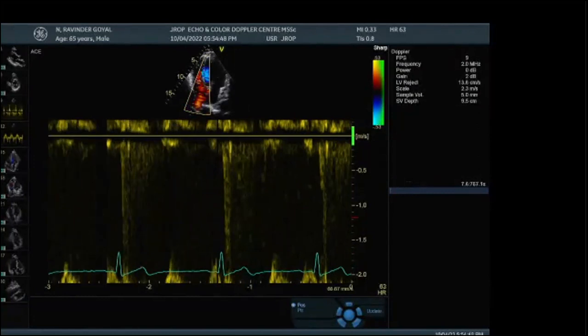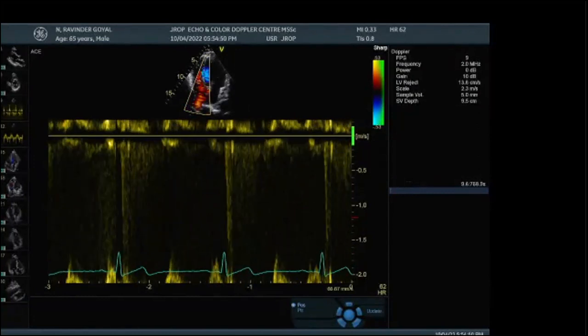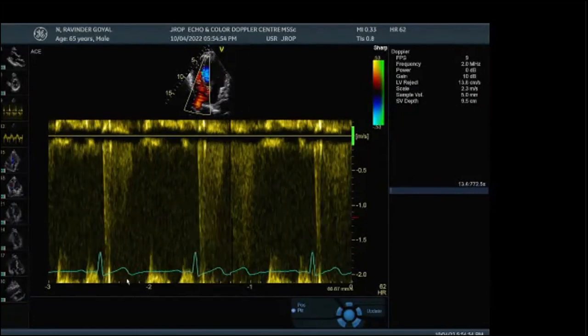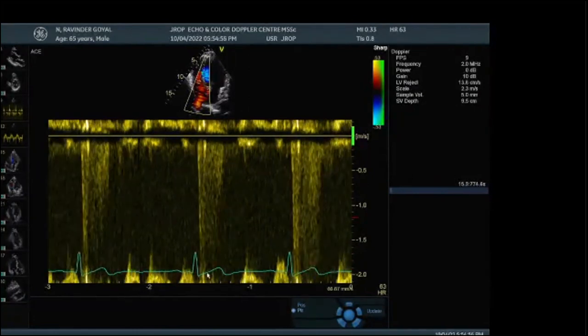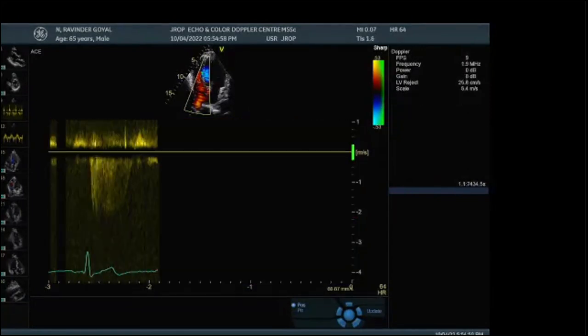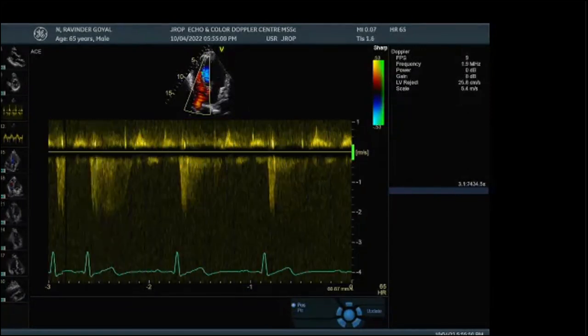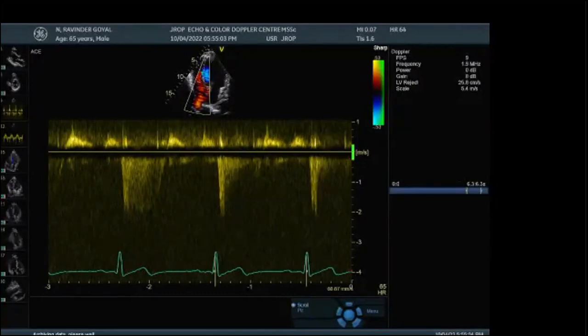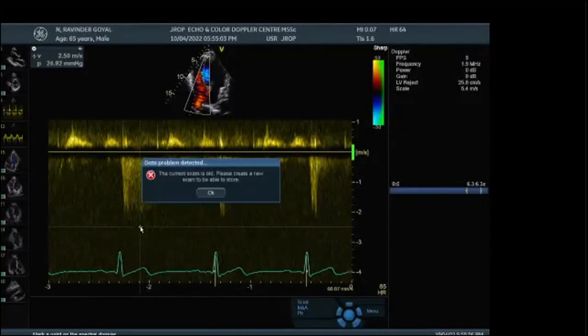I still can't contain my Doppler spectrum pattern in this subject. It is going beyond this line again. So at this time, I'll switch on to continuous wave Doppler. Now it's continuously recording it, and you can see your TR jet very clearly. Okay, sir, thank you.